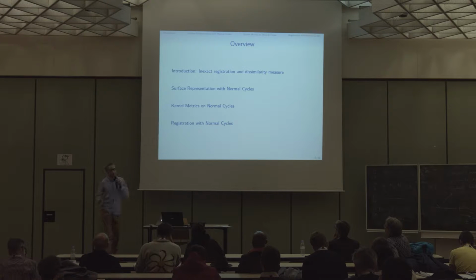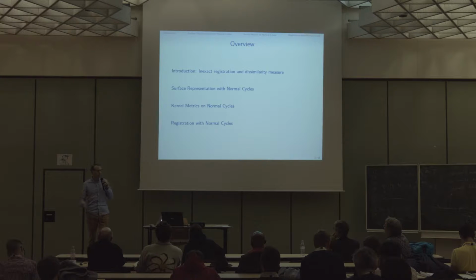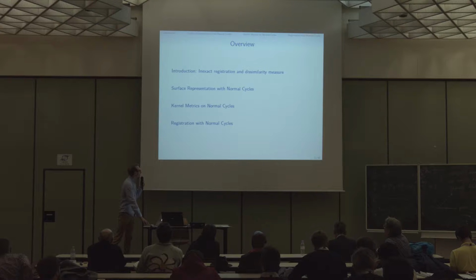Once we have this shape representation, we can define kernel metrics on normal cycles, and this will give metrics on shapes that are sensitive to the curvature. And I will then provide some examples of registration with this data attachment term.